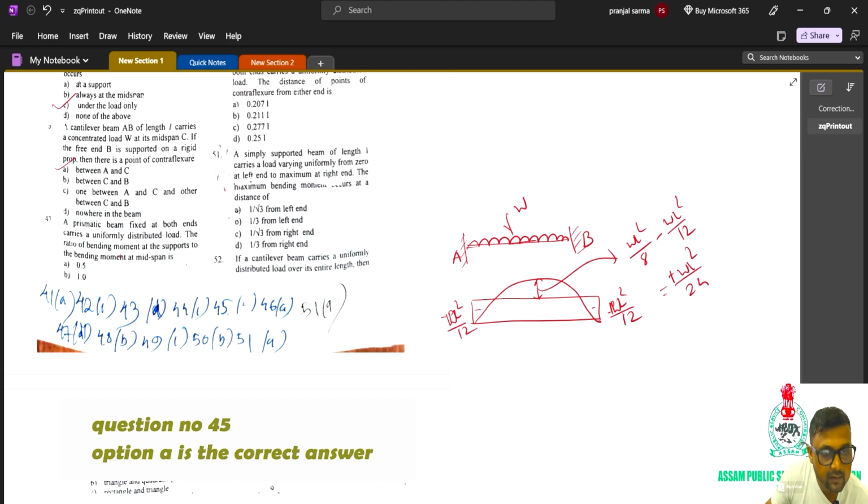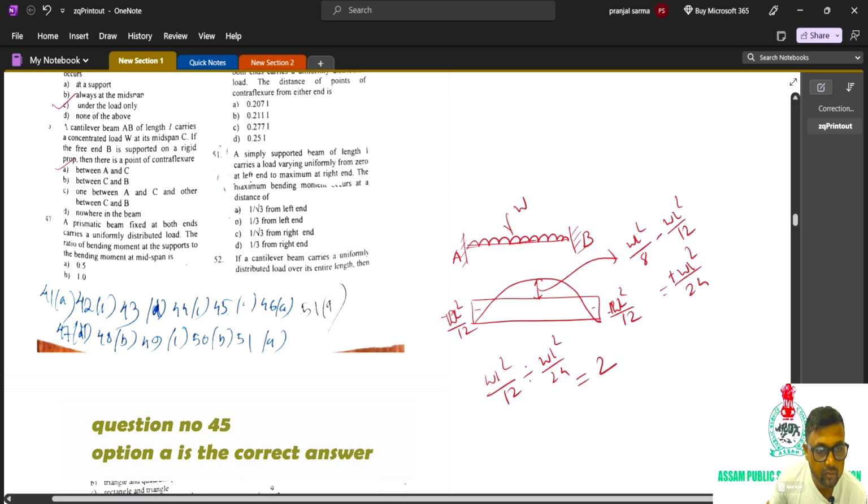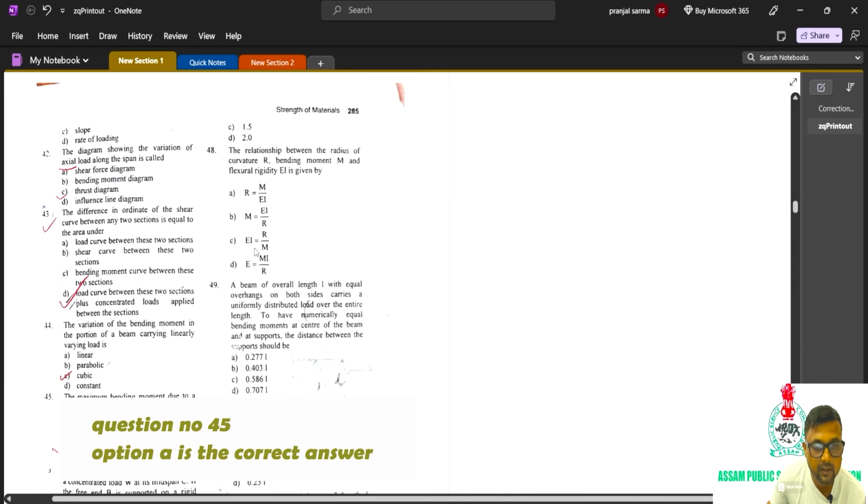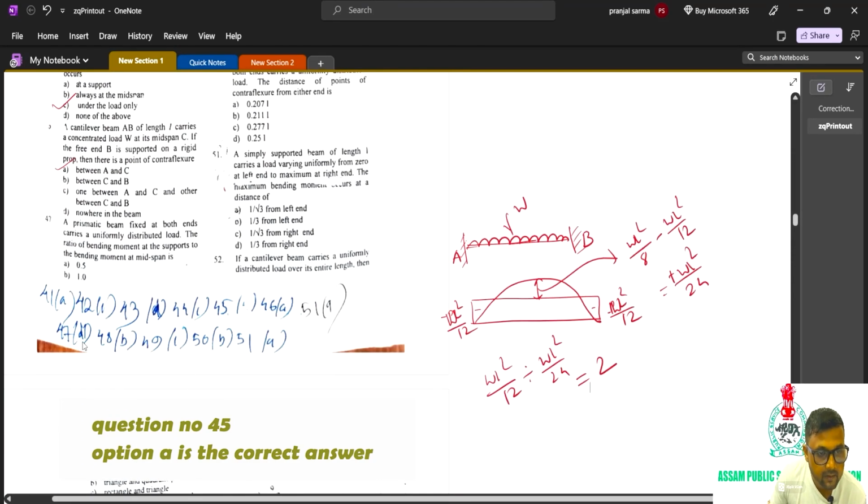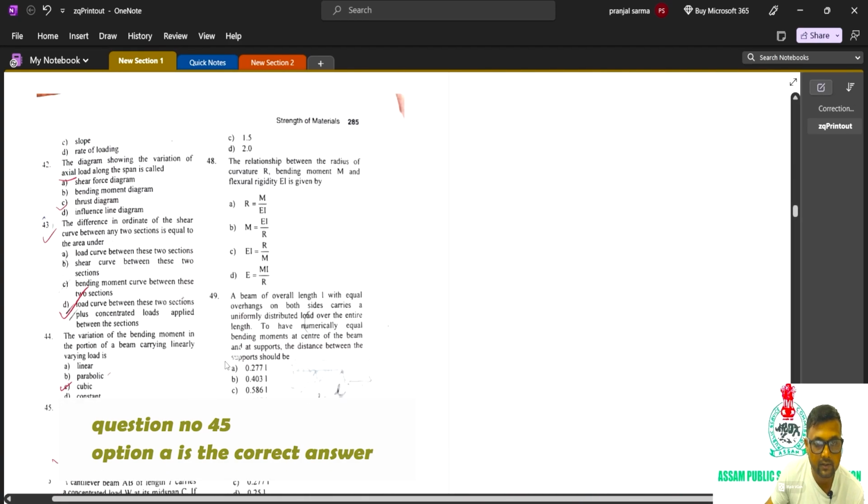So they're asking the ratio at the support to the midspan. That means WL square by 12 divided by WL square by 24 is equal to 2. It has to be 2. What's the option? 47D is the correct answer. Yes, 47D, 2 is the correct answer.